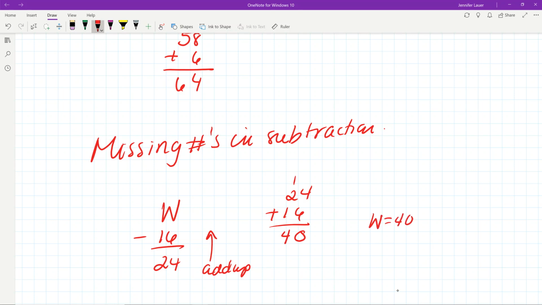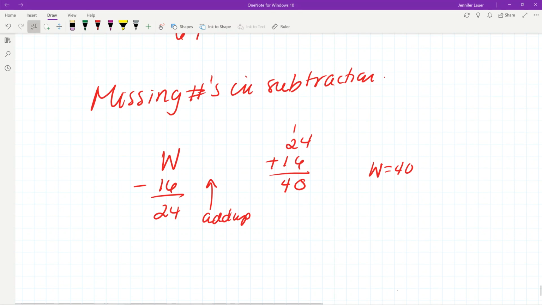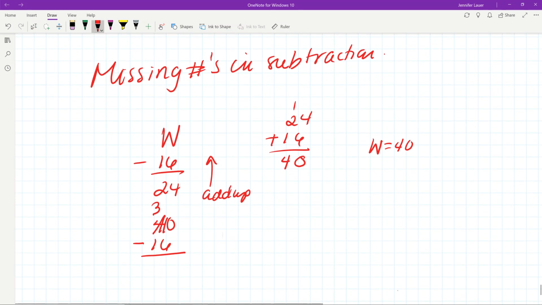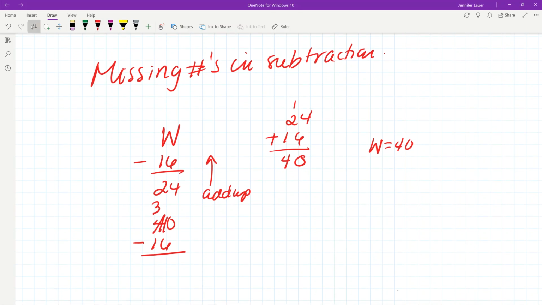Now, we are ready to check it. I'm going to replace that w with 40, and let's see what happens. 10 minus 6 is 4, and 3 minus 1 is 2. So your answer here is 24. It matches that one, so we know this is correct.